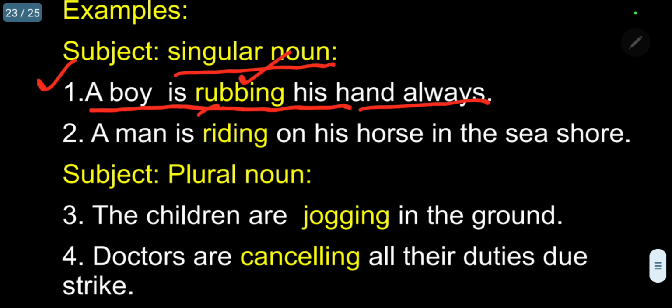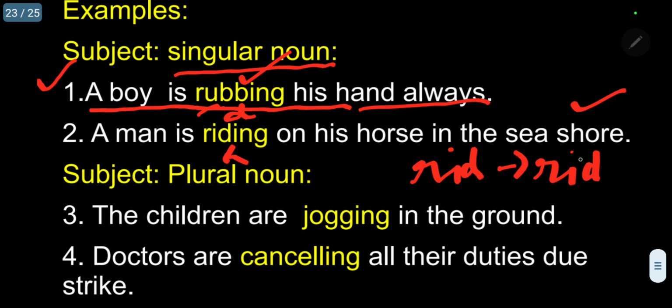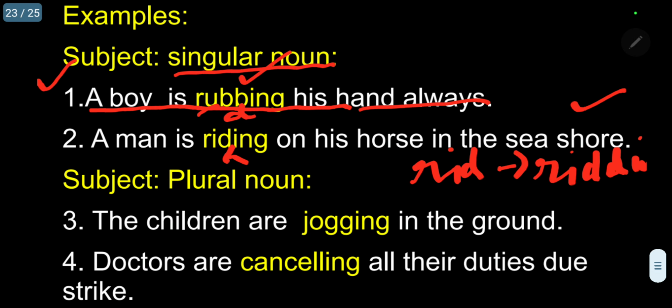The next one, a man is riding. Here, D is missing. My dear students, kindly excuse me. D is missing, a typing mistake. A man is riding on his horse in the seashore. So ride is the verb. It is converted into riding.